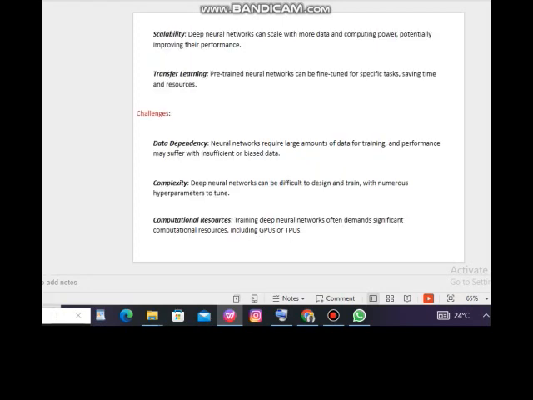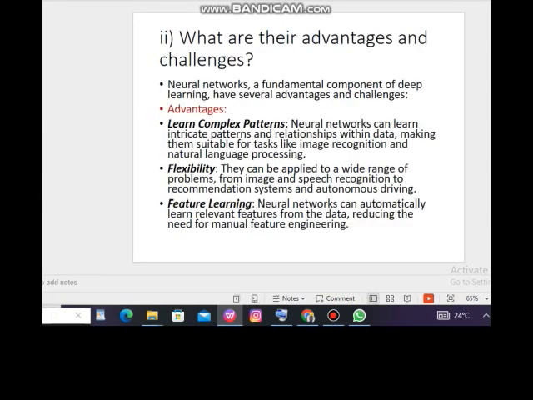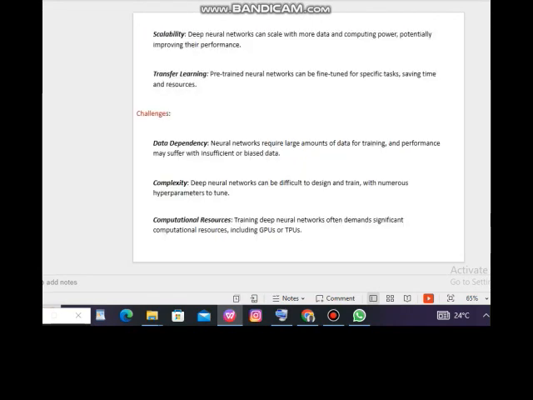Feature learning, neural networks can automatically learn relevant features from the data, reducing the need for manual feature engineering. Scalability is another advantage, as deep neural networks can scale with more data and computing power, potentially improving their performance. Transfer learning. Pretrained neural networks can be fine-tuned for specific tasks, saving time and resources.